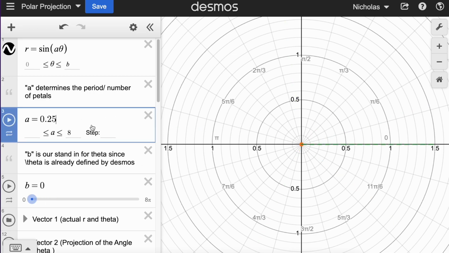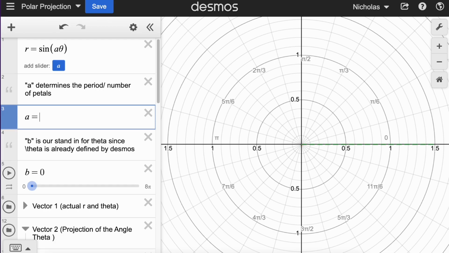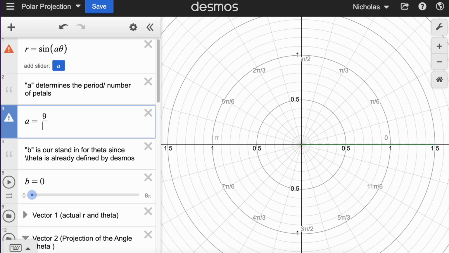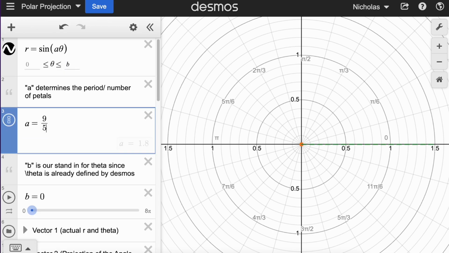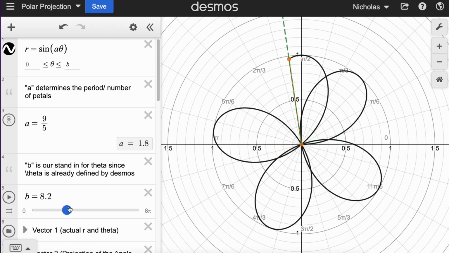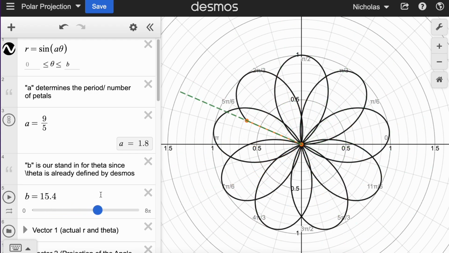You can mess with this as long as we pick a rational value of A. We should eventually be able to complete this. So if I pick, say, what's a good rational value? 9/5. So I get 1.8. Seems like a little bit of an odd number. And so I'll get some interesting overlap here. But because this is a rational value, this will eventually sync up with itself over some period.